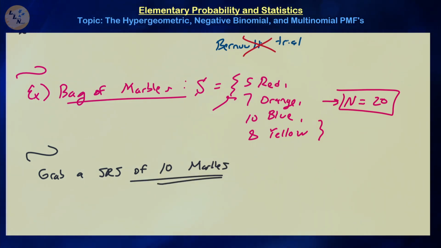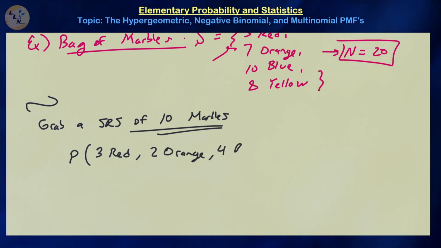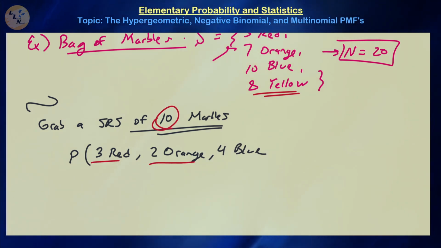Let's ask the question, what is the probability that our selection has this particular structure? So let's assume we have 3 red marbles selected, not 0 again. Let's go with 2 orange marbles, 4 blue marbles. Now keep in mind, I don't technically need to tell you how many yellow there are here, because we're grabbing 10 of them, right? 3 of them are red, 2 of them are orange, 4 of them are blue. Therefore, how many of the rest are going to be yellow?